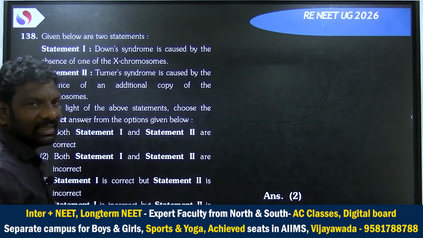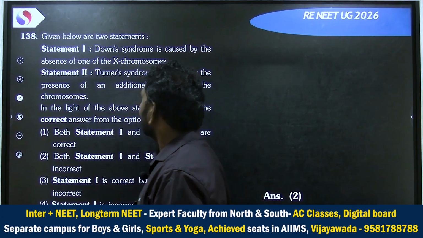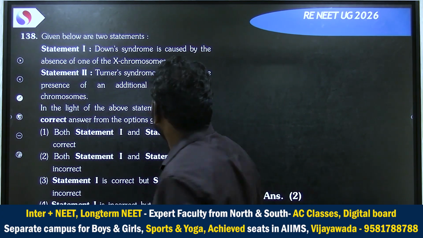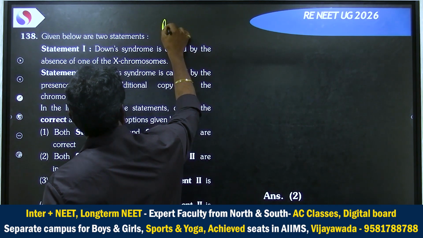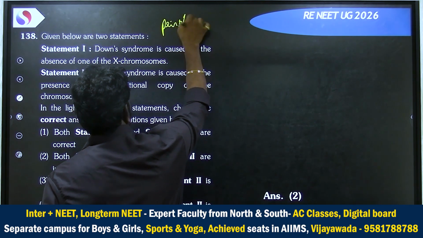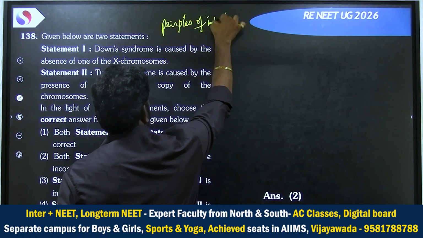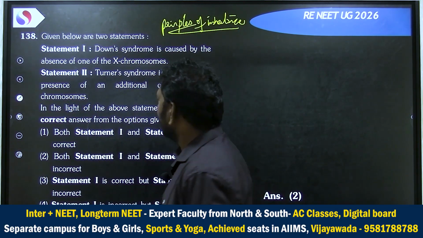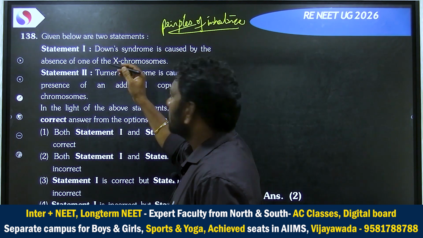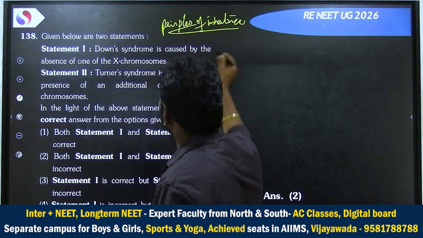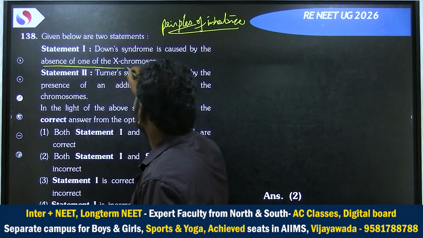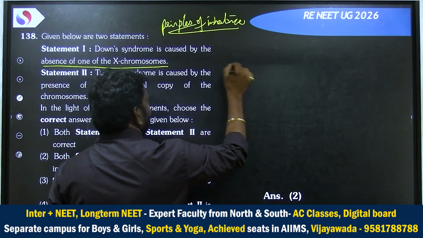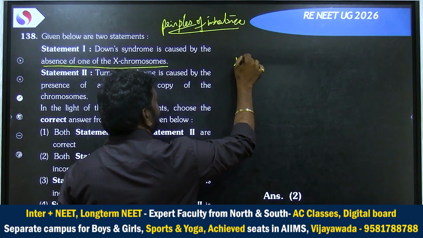Guys, next one, 138. Given below are two statements. This one is related to the principles of inheritance. They gave only one question from this. Look at the board. Statement 1: Down's syndrome is caused by the absence of X chromosome. Look at the board, screen share. A Down's syndrome person's karyotype is 47.